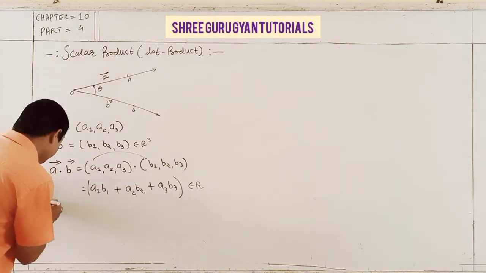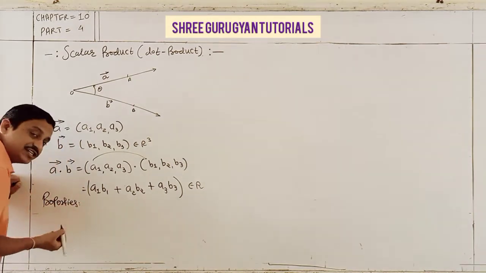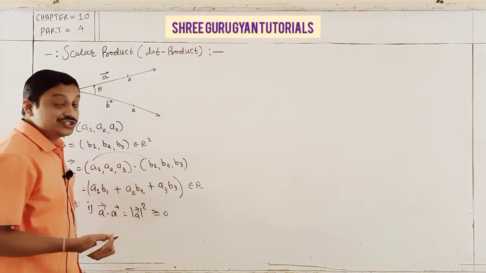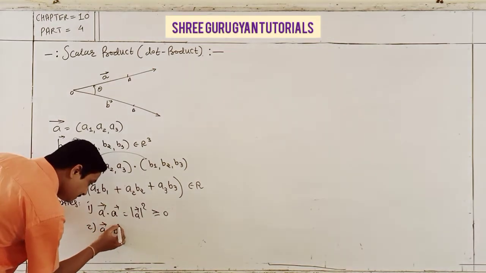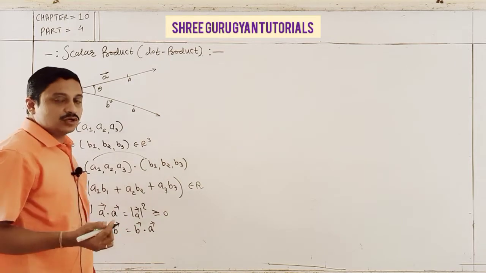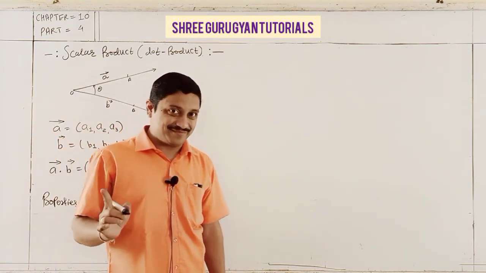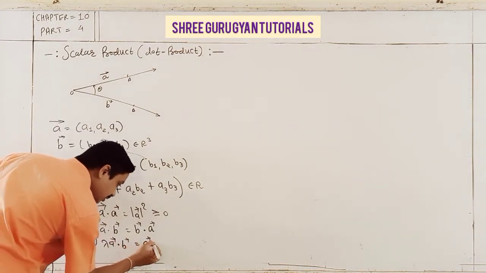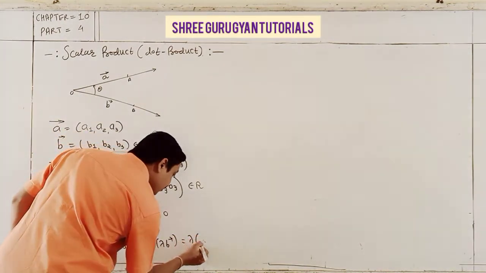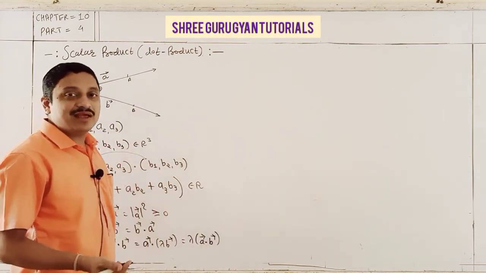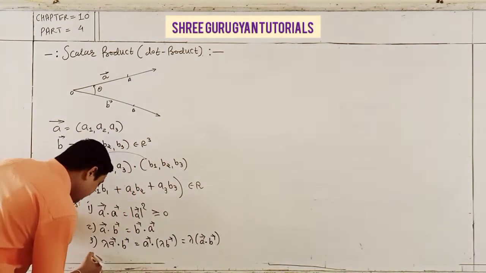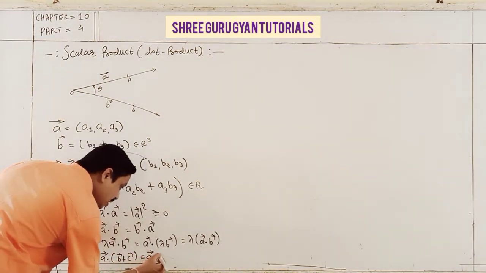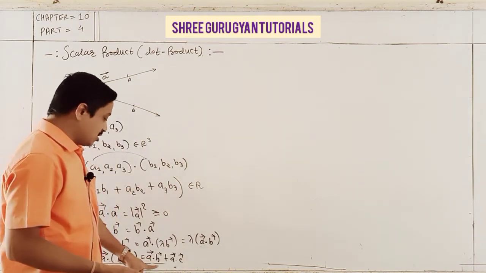Now I am going to some properties. Yes, properties related to your dot product. First, A dot A is always modulus A whole square, which is non-negative. Second property, A dot B you can also read as B dot A, because both answers are equal every time in the dot product. Third, lambda constant times A dot B, or A dot lambda B, or lambda of A dot B are always the same for every lambda belonging to R. And the fourth and last property is A dot (B plus C), which is A dot B plus A dot C.